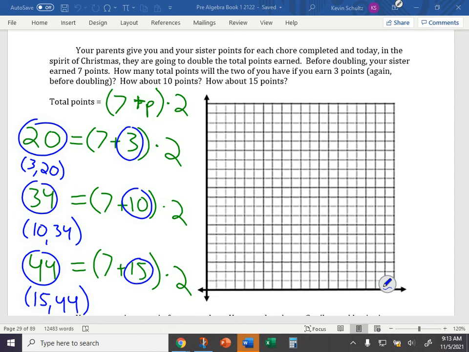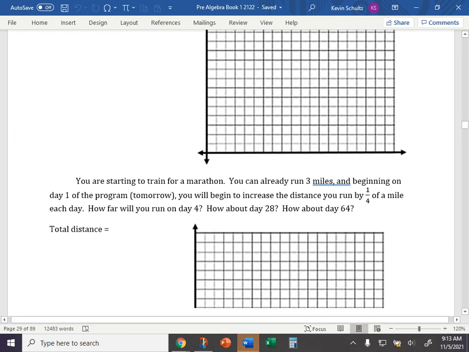So now when you graph this, your job is to figure out what should you count by, right? Look at your values here, 20, 34, 44, 3, 10, 15. How do you want to incrementalize your coordinate plane? Kind of like we had to decide that on the previous one. Okay? The second one is going to be more independent for you to do, or your last one here.